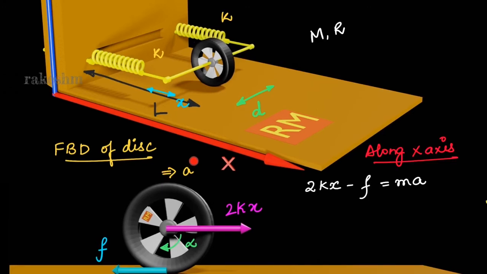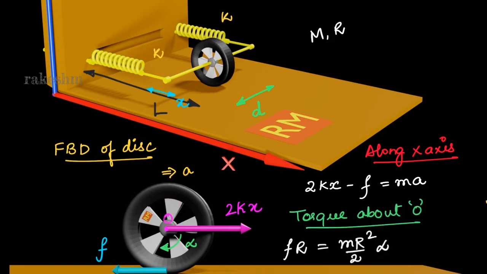Now along this direction we can write net force equals mass into acceleration. So along the x-axis, net force is 2kx minus friction force. So 2kx minus friction force equals total mass into the acceleration.